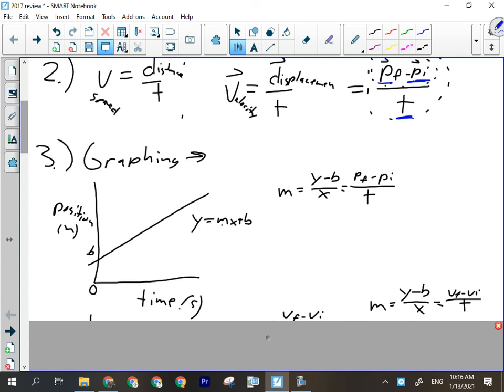Or I could ask you, what will the position of the object be after 200 seconds? Even if the graph only went up to 5 seconds, I could still ask that. You just have to plug it into the formula.